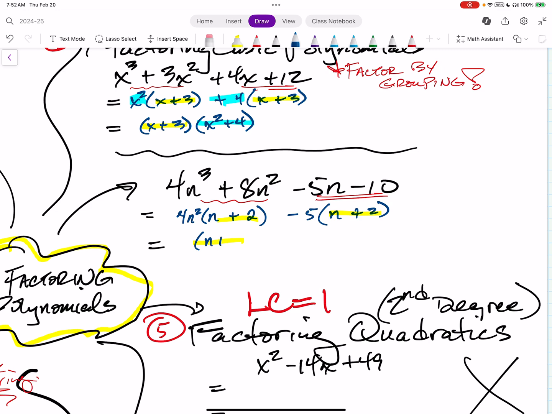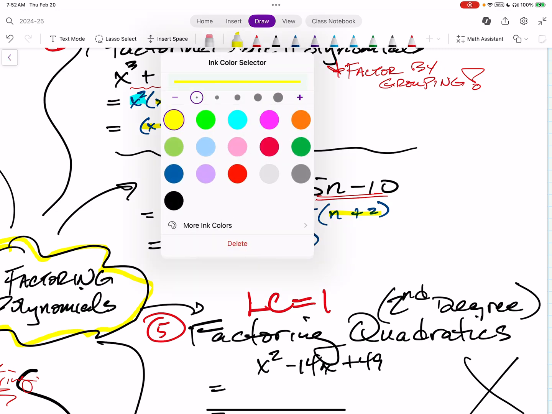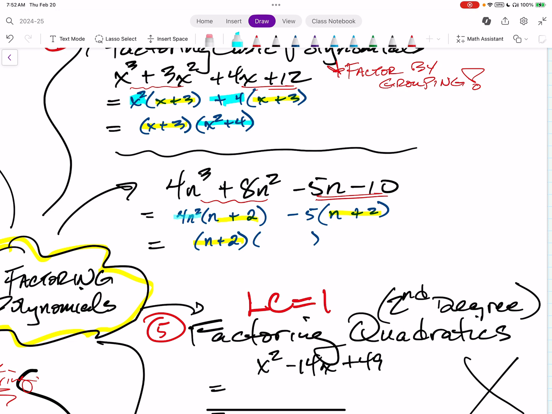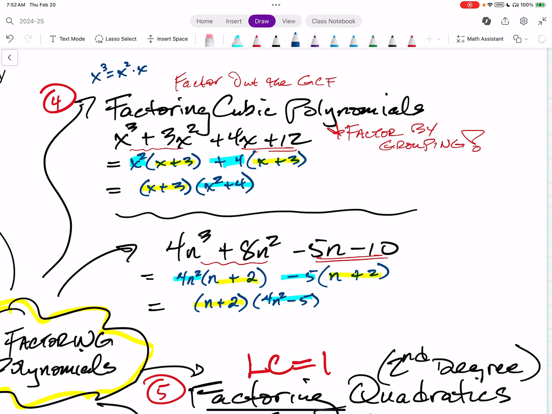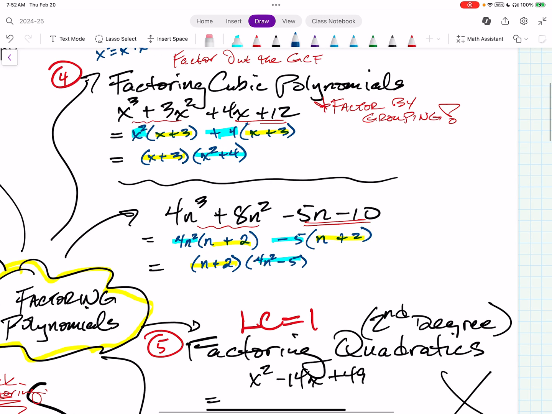So we have an n plus 2 in common, and you always multiply it by the remaining factors, as I said in the previous example, and that's 4n squared minus 5. Always multiply it by the remaining factors. Okay, and if you want to multiply those binomials to check, be my guest. That's what we do in class. You guys know how to do that, and so you can check your factoring at any time by simply multiplying, and you should get the original polynomial.